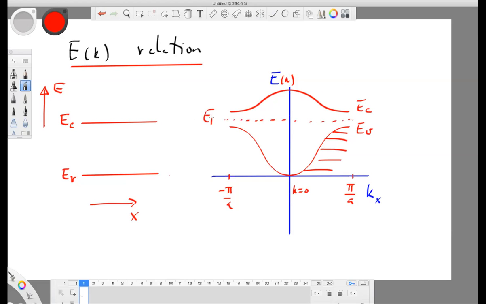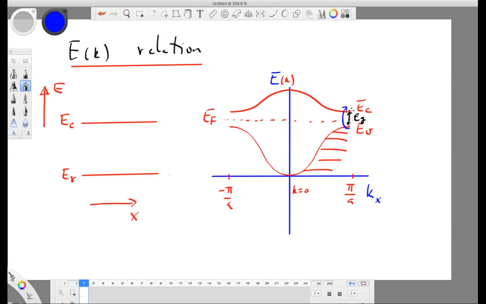So this is the scenario that we have, and we know that anything that's going to happen is going to happen in the vicinity of the Fermi level. This is the gap we're talking about here. If we heat up the system, electrons are going to make a transition from the edge of the valence band to the lower edge of the conduction band.